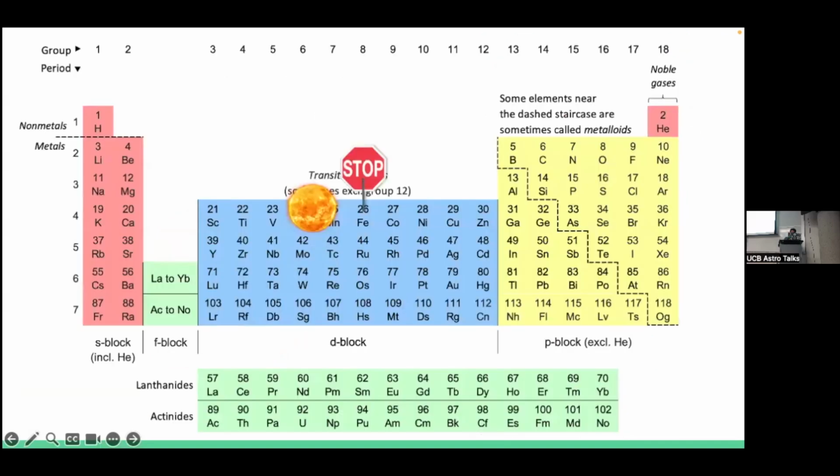But there is a stopping point. And that stopping point is iron. Stars cannot fuse anything that is heavier than iron. And so how does anything heavier than iron exist? Well, that's what this talk is all about.